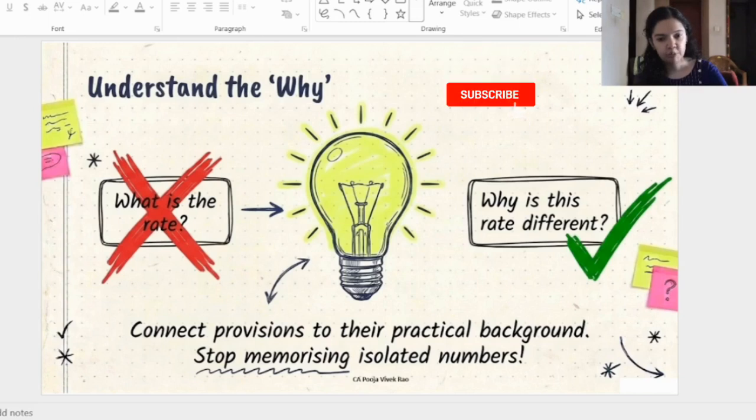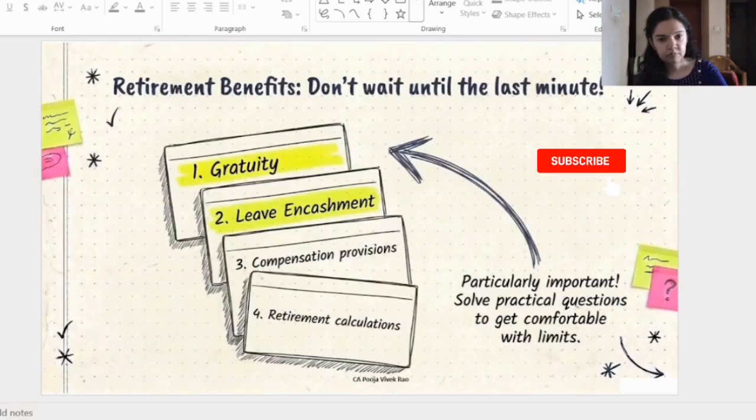When you connect the provisions with its underlying concepts or practical situation, it becomes much easier to remember. So this is especially useful in income tax because many provisions involve different conditions, limits and rates. Instead of trying to memorize isolated numbers, try to understand the reasoning and the practical background behind them.